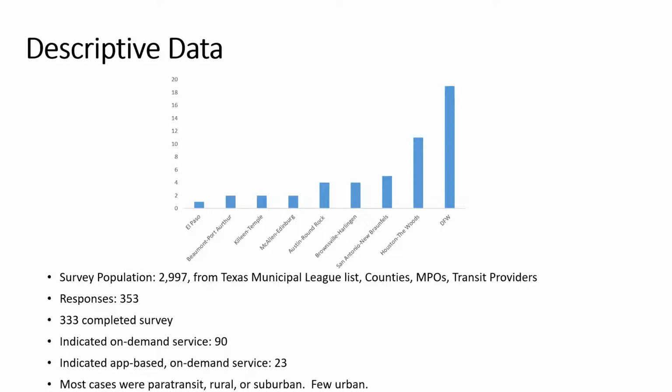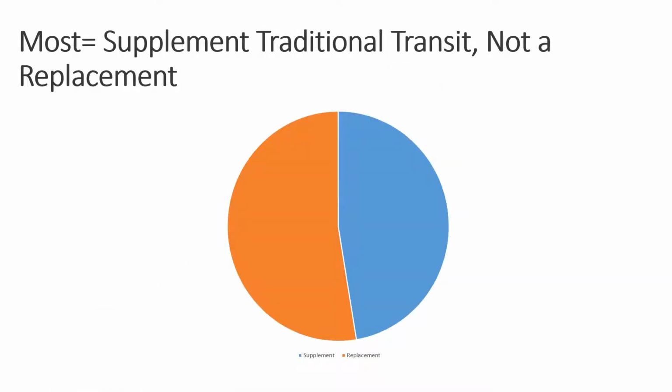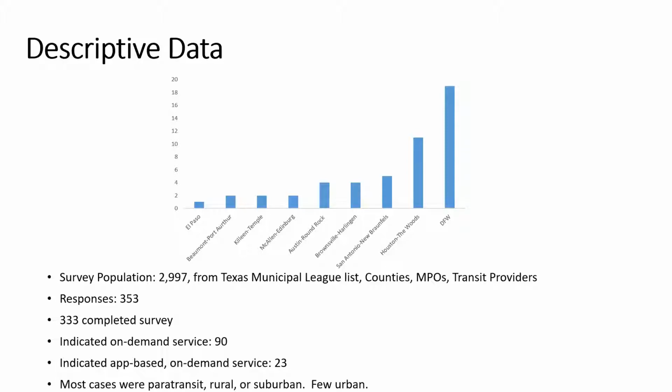In most cases, you'll see the last line there, were paratransit services, rural or suburban, but there were very few urban services. And even in certain urban areas that we're looking at providing an app-based on-demand service, like Dallas, most of those were in the low density parts of the city.